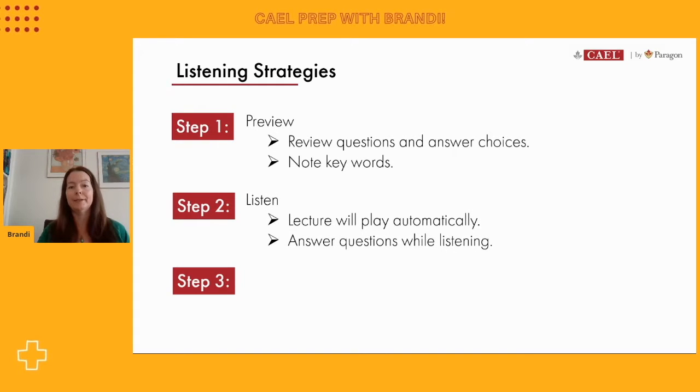Once the time clock for the preview time reaches 0, the lecture is going to automatically begin to play. So our goal now is to try to answer as many questions on the computer screens as we can while we're listening. There's a little bit of multitasking then involved here.